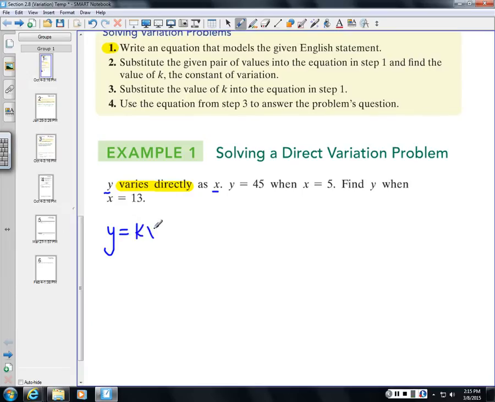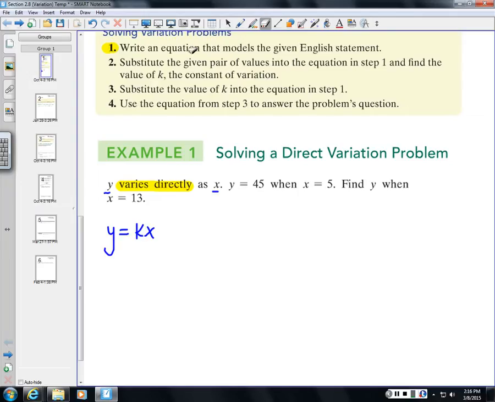Now, keep in mind that y and x are just generic variables. This could say a varies directly as b. If it said a varies directly as b, then we would write that as a equals kb. Or if it said m varies directly as n, we would use m equals k times n. So you just follow suit with what variables are given to you. Generically, we define variation as x and y, but just make a note that it could be any variable. So y varies directly as x, that's our first step.